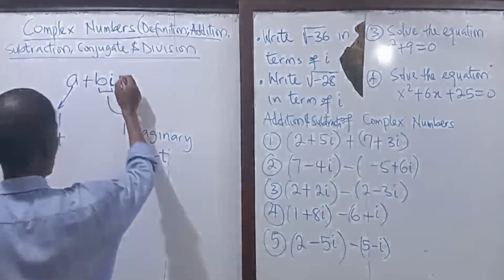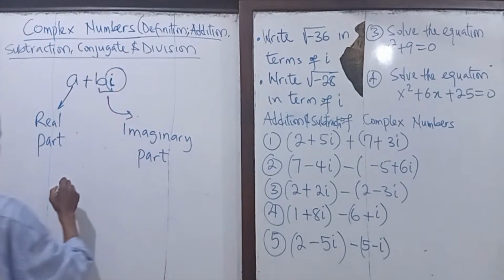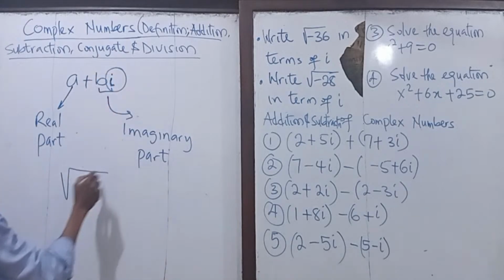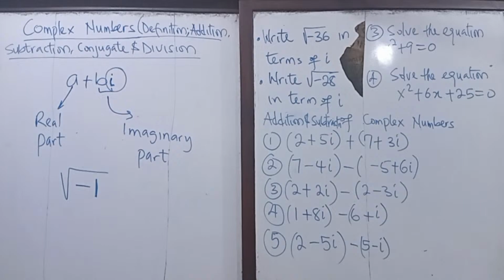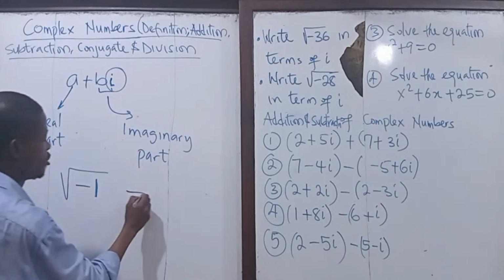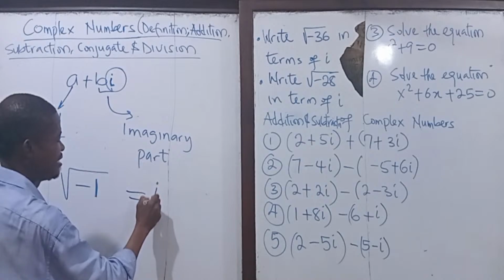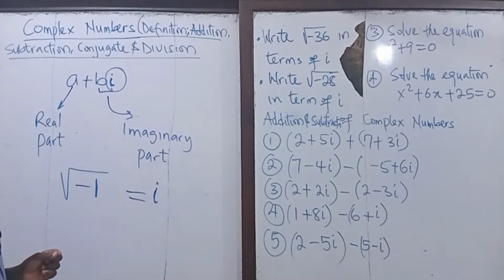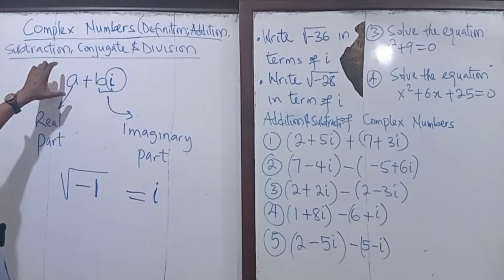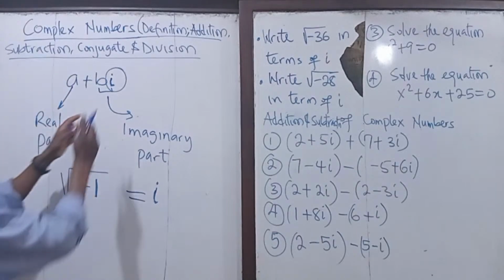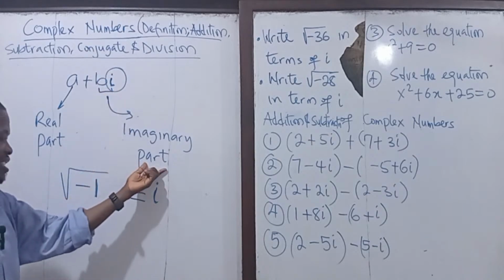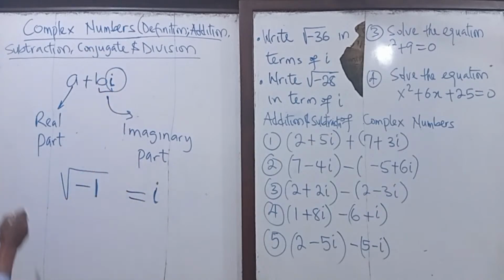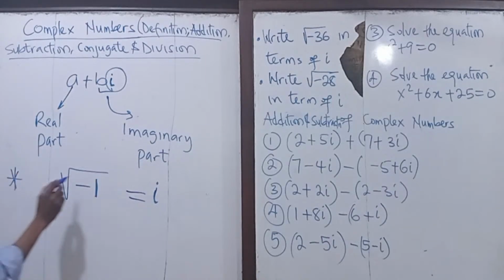The question now is, what is the meaning of the i? When we were small, we believed that the square root of -1 is not possible, that you cannot solve it. The square root of -1 is equal to a complex number, which is i. So a complex number is a combination of real parts and the part that has the i, and that part is called the imaginary part.